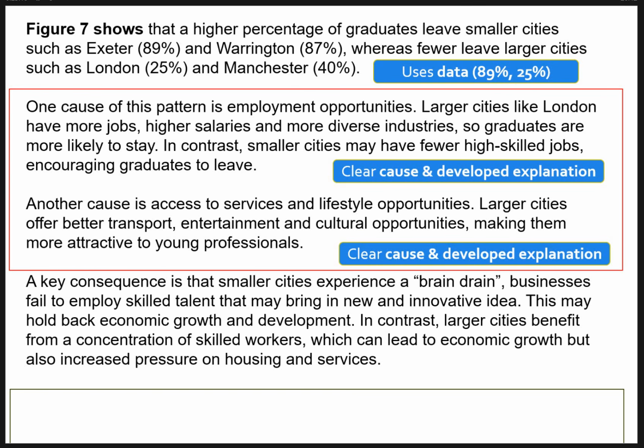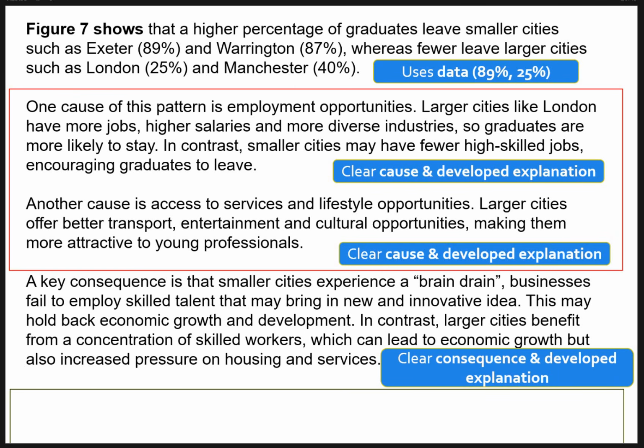Now we're on to the consequence. A key consequence is small cities experience a brain drain. Businesses fail to employ skilled talent that may bring in new and innovative ideas. This may hold back economic growth and development. In contrast, larger cities benefit from a concentration of skilled workers, which can lead to economic growth but also increase pressure on housing and services. So I've given a clear consequence and I've developed that explanation.